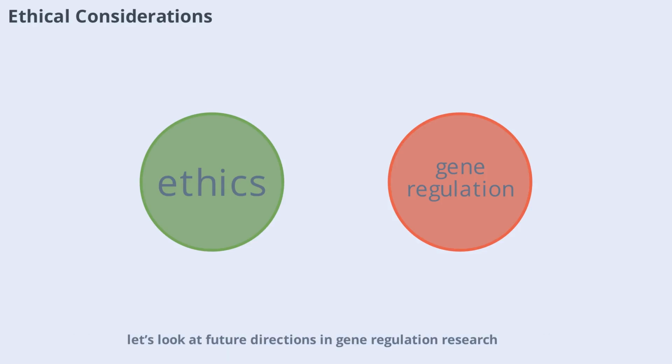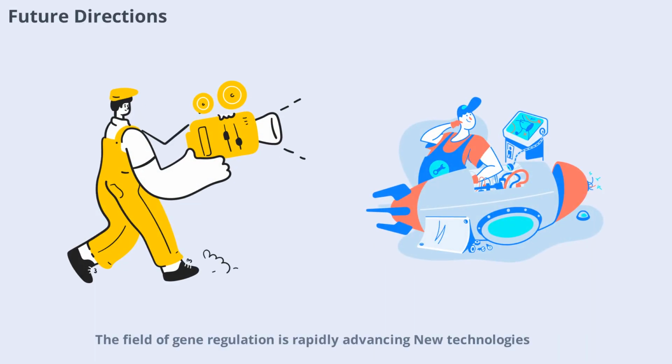Next, let's look at future directions in gene regulation research. The field of gene regulation is rapidly advancing. New technologies like single-cell analysis and CRISPR are revealing deeper insights into how genes are controlled. Researchers are exploring ways to fine-tune gene expression for personalized medicine, agriculture, and environmental solutions. The future holds exciting possibilities for improving health and understanding life at its most fundamental level.